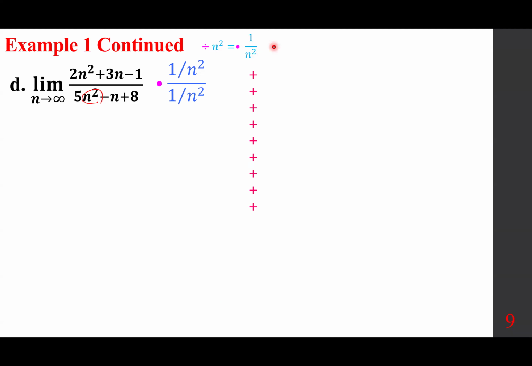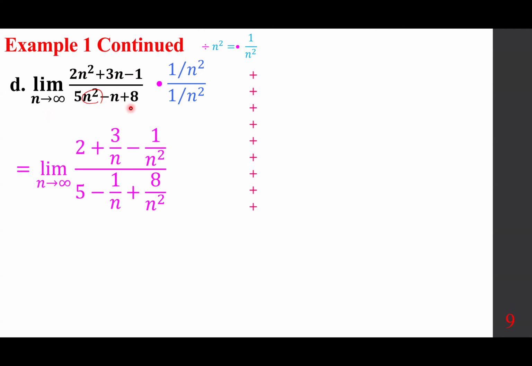So the limit as n approaches infinity, this one becomes 2. This one, 3 over n. This one, minus 1 over n squared. This one becomes 5. This one, minus 1 over n. This one, 8 over n squared. Divide everything by n squared. Because n is approaching infinity, if we plug in infinity, this goes to 0, this goes to 0, this goes to 0, this goes to 0, and you get 2 over 5.